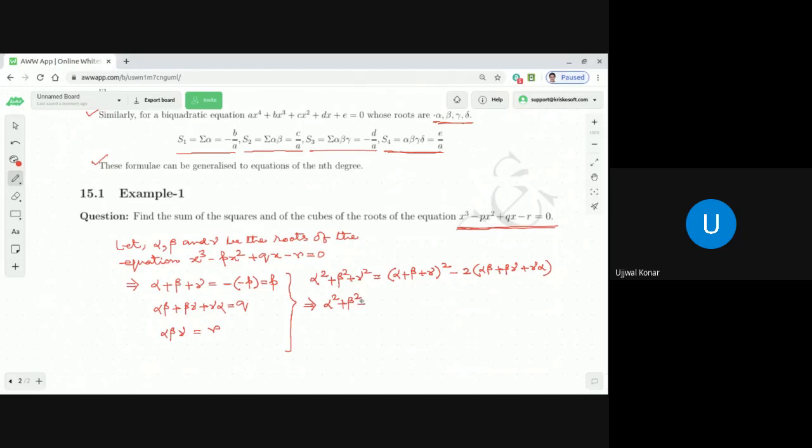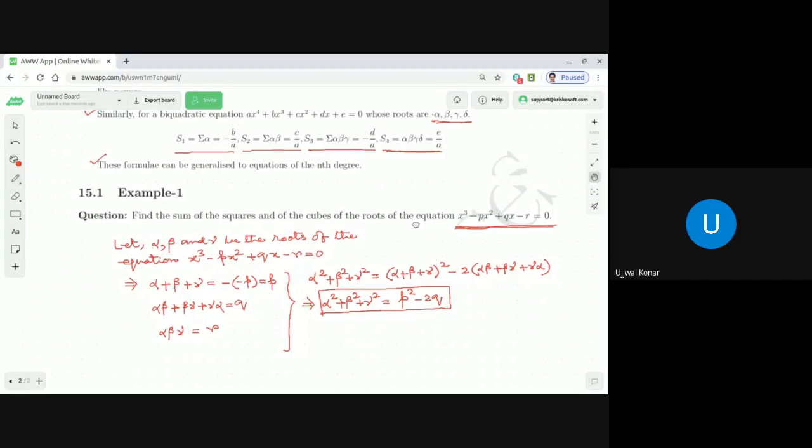You see the previous knowledge of algebra, how it is coming into the picture here. Alpha plus beta plus gamma is what? P. So it should be P square. And alpha beta plus beta gamma plus gamma alpha is what? Q. So P square minus 2Q. So that's why you get the value of alpha square plus beta square plus gamma square. Absolutely clear or not? Yes.